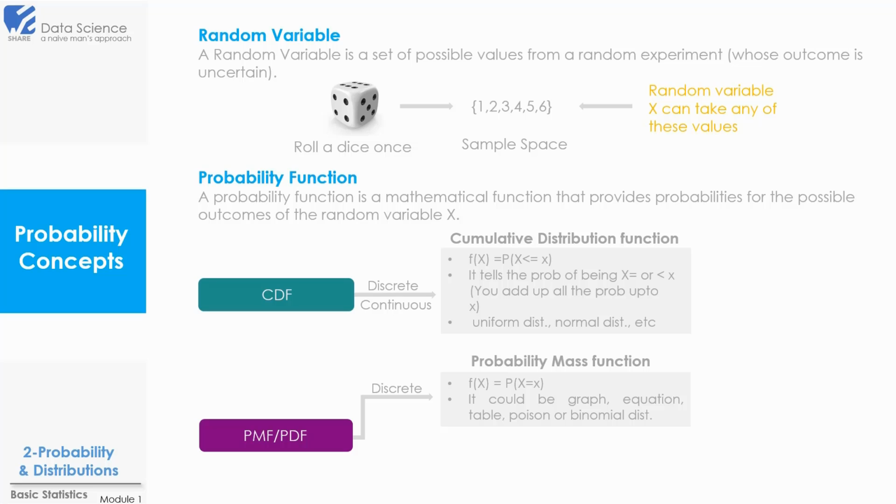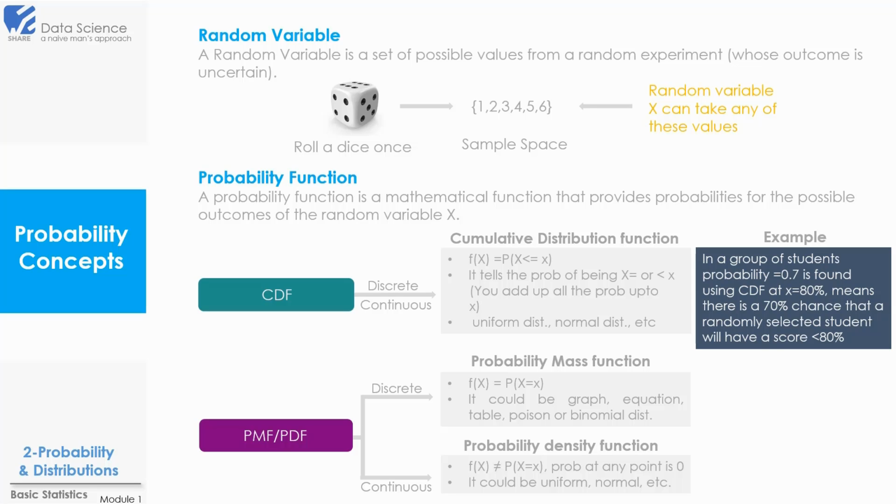Then in case our random variable is continuous, we use PDF, which is the probability density function. Now it tells us the probability density of the random variable capital X around a particular value of small x. Here the probability at a particular point is 0. Again, it could be a uniform distribution, normal distribution, etc. Now let's see one example of each of these distribution functions.